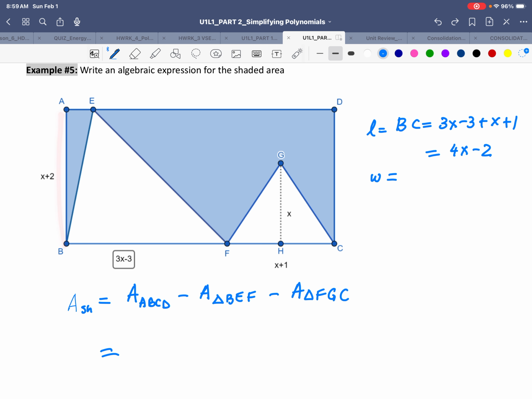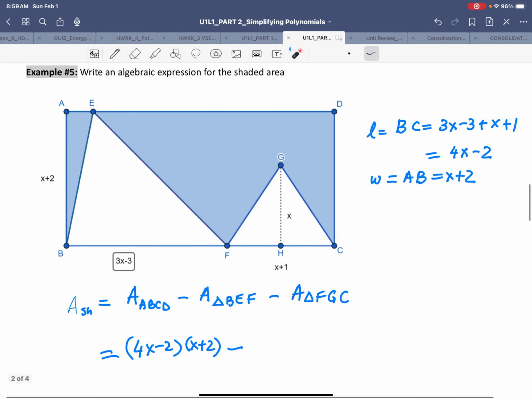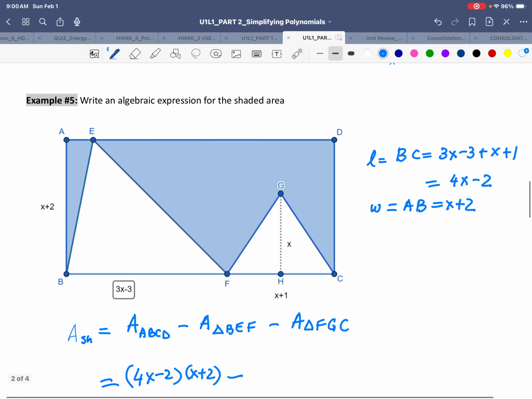A to B, so that would be x plus 2. So the area of the rectangle would be 4x minus 2 times x plus 2. So next, we're going to look into the area of the triangle BEF. So area of a triangle is base times height divided by 2. Just going to write them down here for reference.